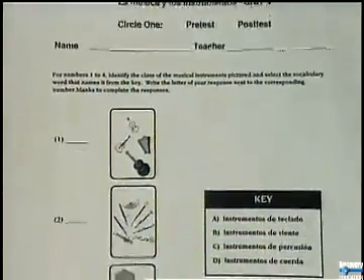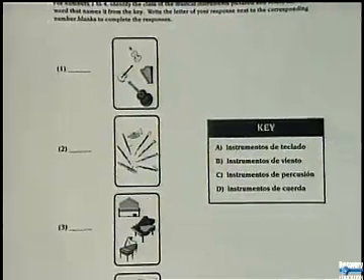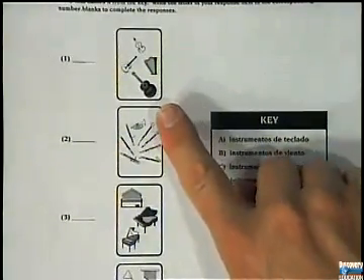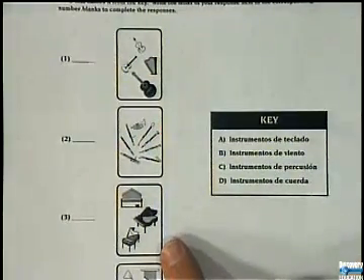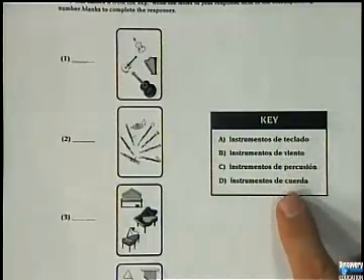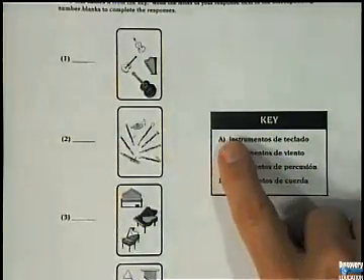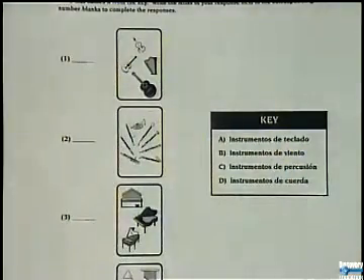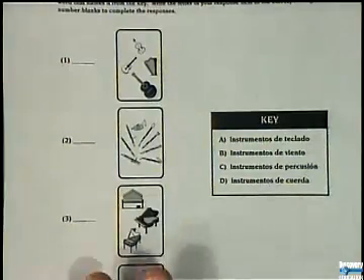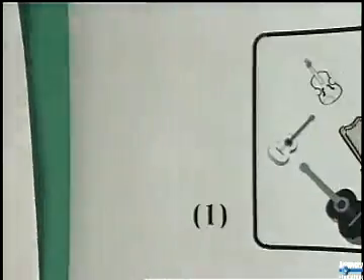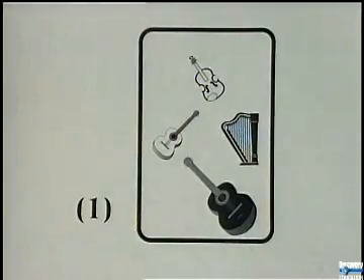For numbers 1 through 4 here, I'd like you to identify the class of musical instruments that's pictured. Now select your answer from the answer key over here and write the letter of your response next to the corresponding number. Okay? Let's go ahead and begin now with number 1. Please identify this class of musical instruments and write your response next to number 1.